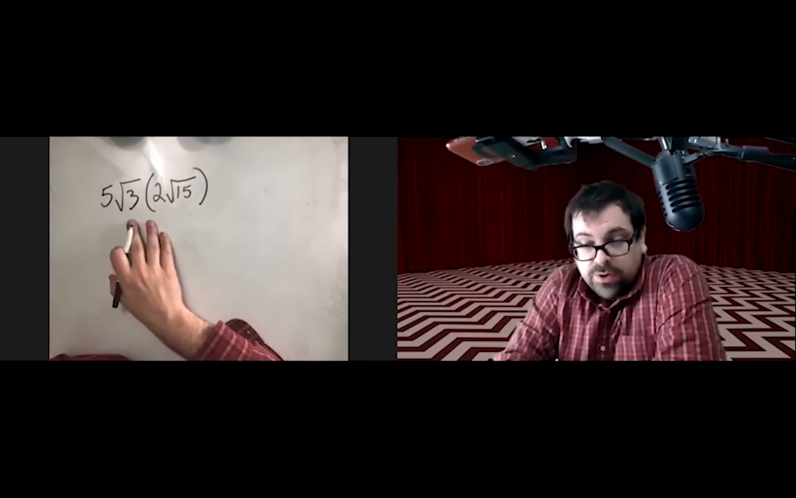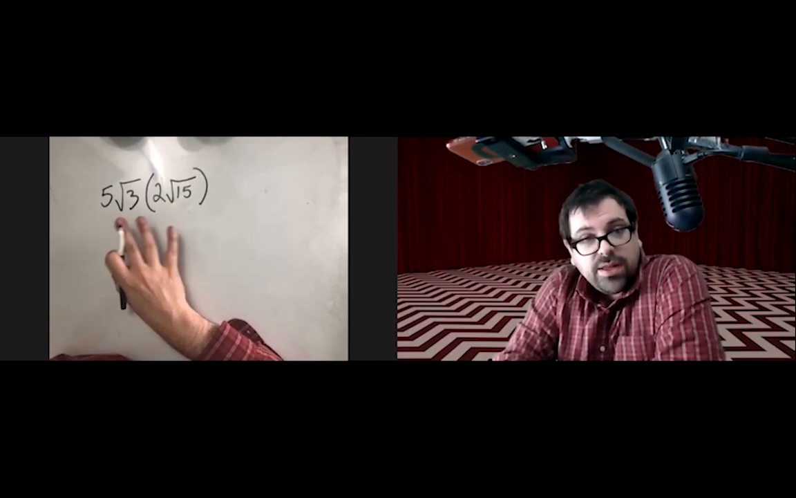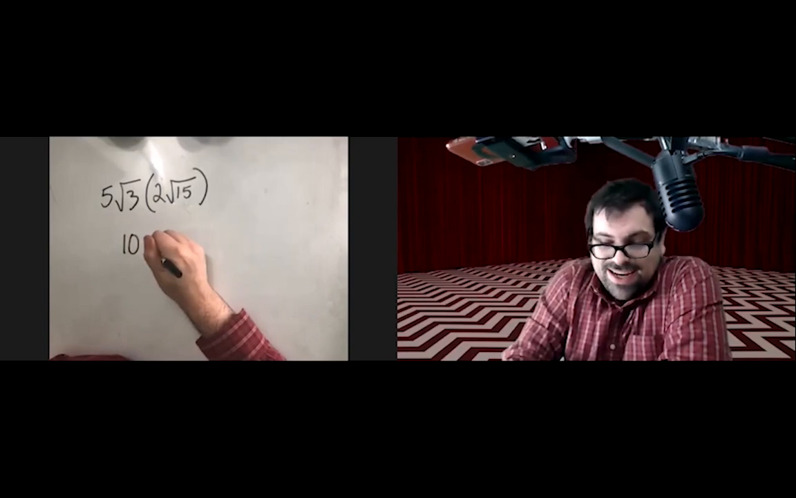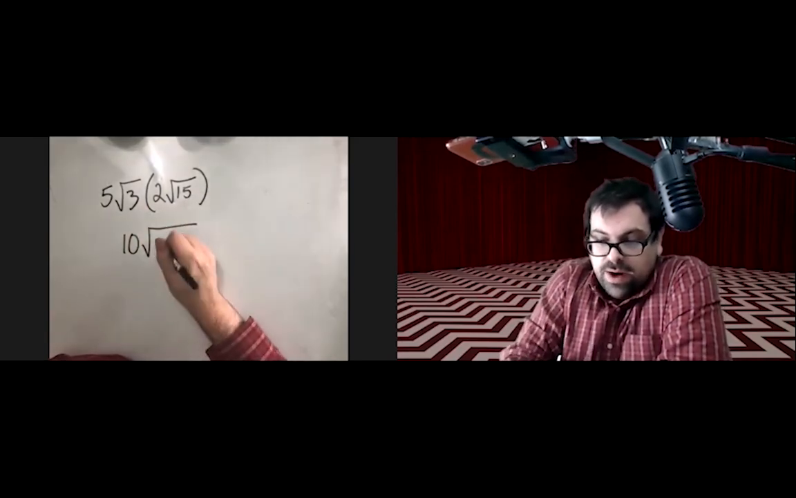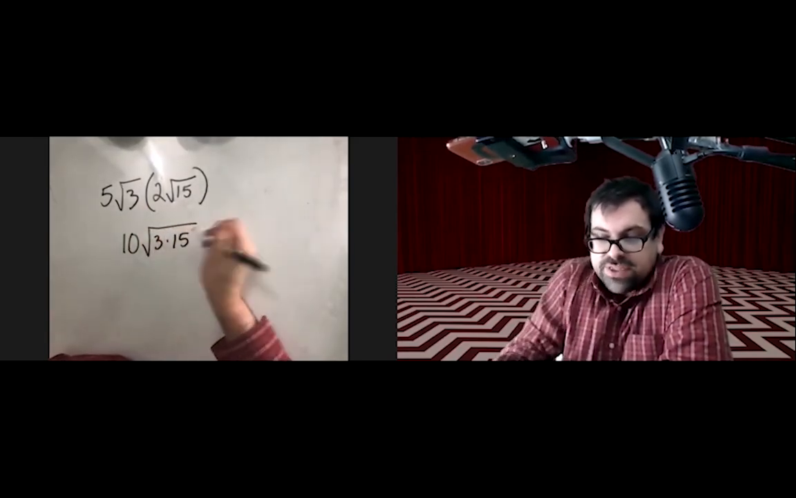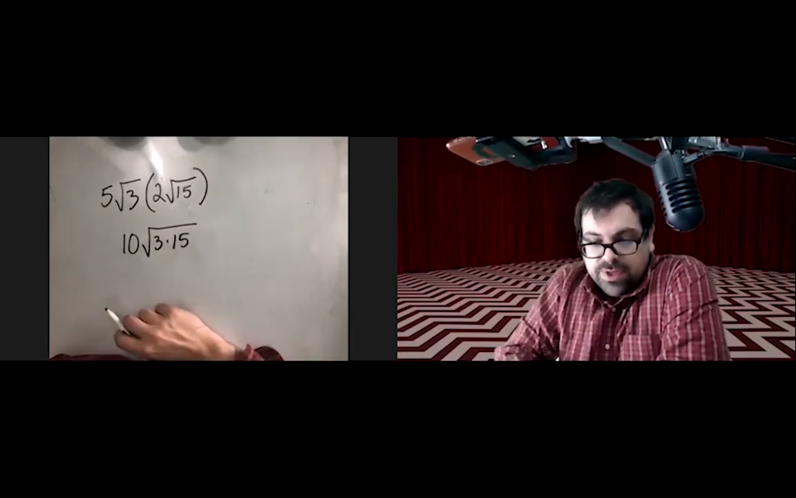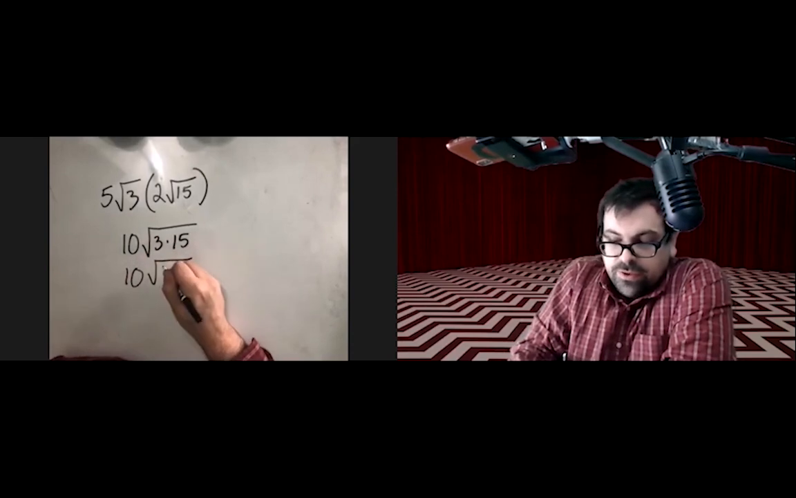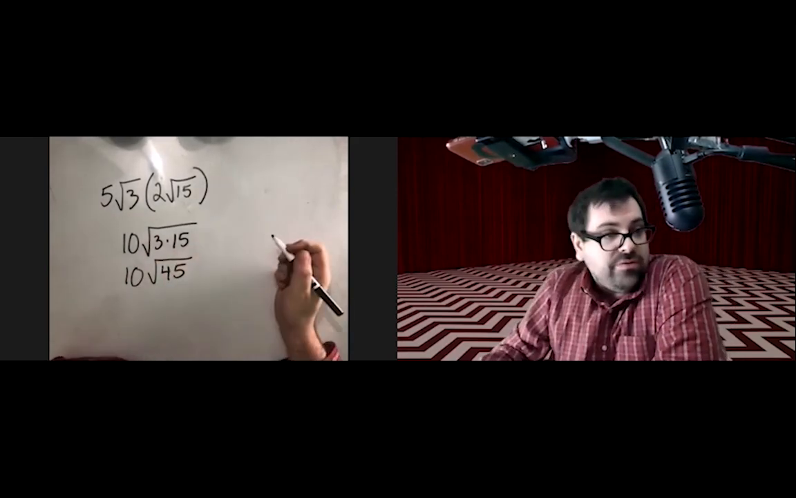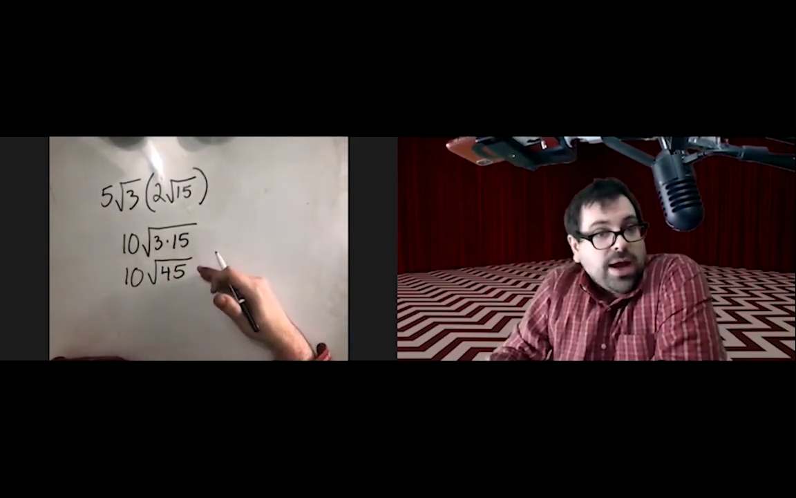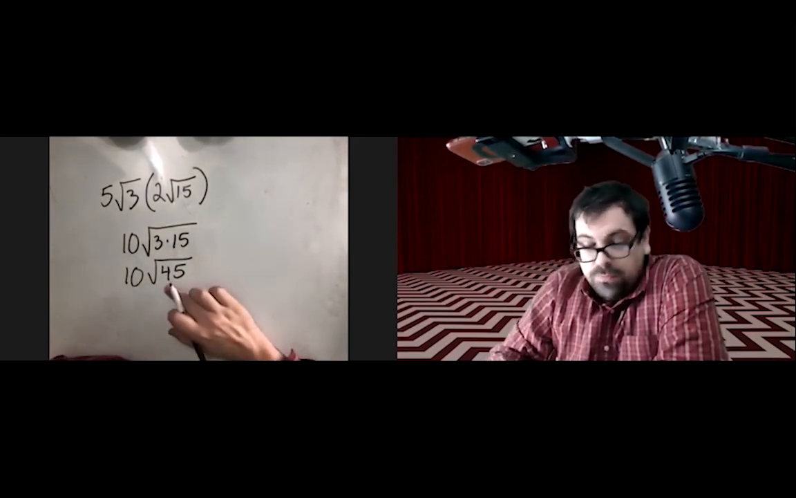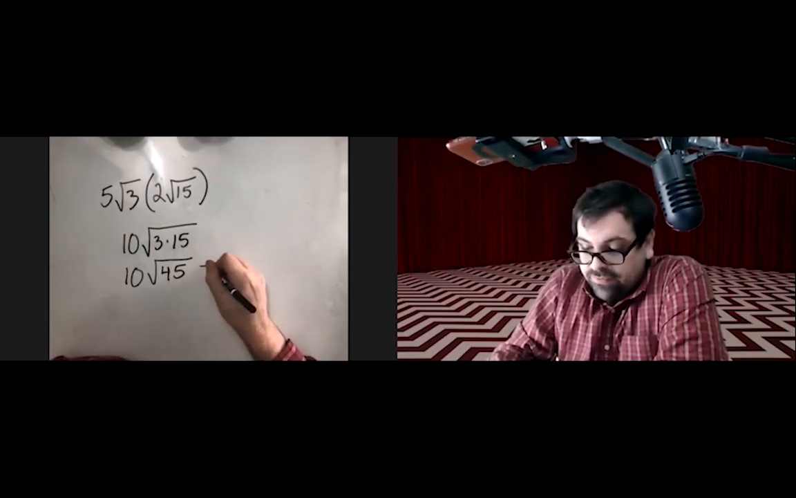So we are allowed to multiply the numbers and then multiply the radicals. 5 times 2 is 10. And then radical 3 times radical 15 is radical 3 times 15. 3 times 15 is 45. We ask ourselves, can this be the final answer? No, because 45 can be simplified further.